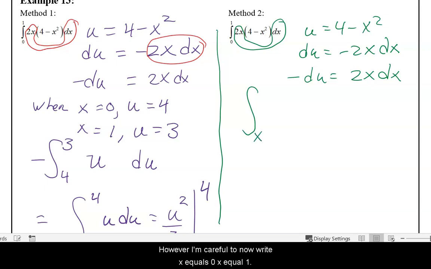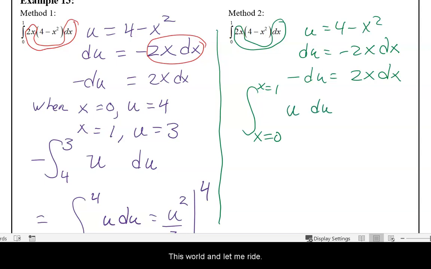However, I'm careful to now write x equals 0, x equals 1, since I know that my differential is now going to be du and no longer dx. Inside, I simply get u du. This will then let me write u squared over 2 between x equals 0 and x equals 1.